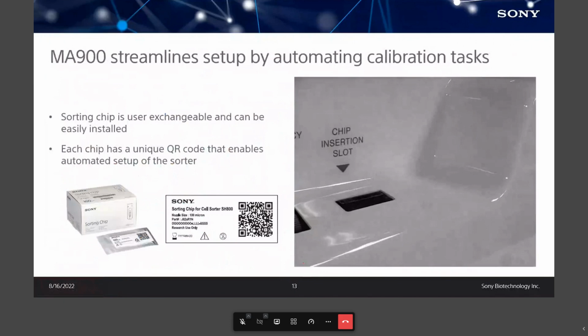Again, this is important because it enables the MA900 to be an instrument where a user of any experience level can walk up to the instrument and begin setting up for a sort without having to have a high level of experience.